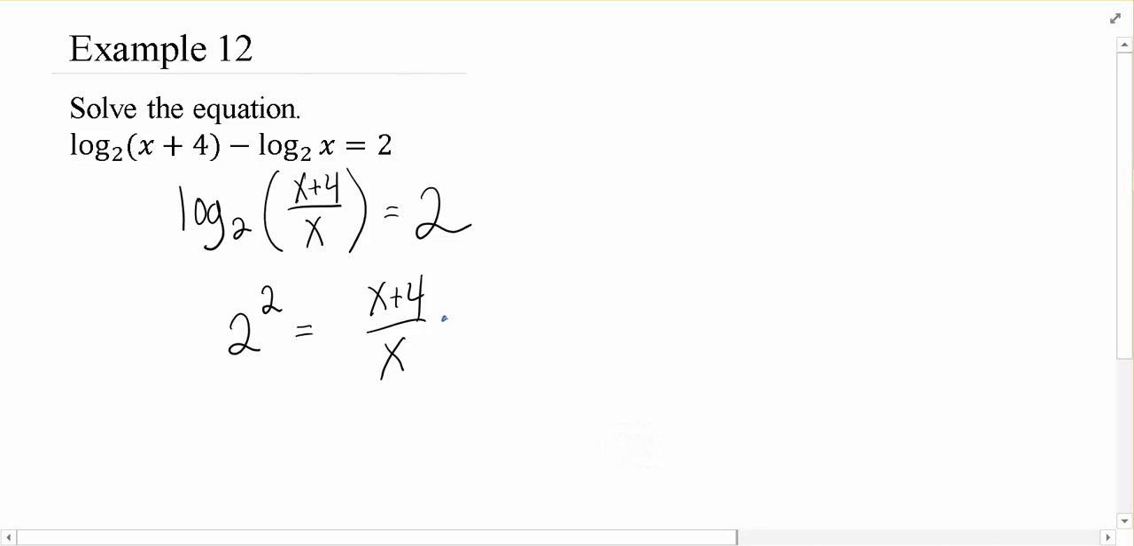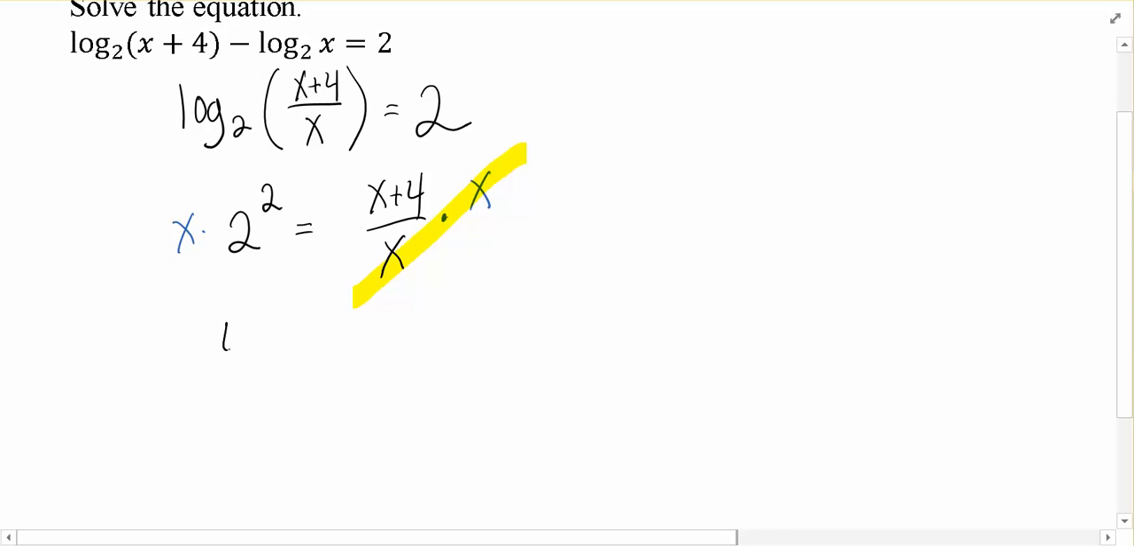the fractions. Let's multiply both sides of the equation by x. On the right-hand side, those x's will divide out, and that's going to leave us 4x equals x plus 4. Let's get all the x's to one side, so let's subtract an x to the left. Let's divide by 3 and get x equals 4/3.